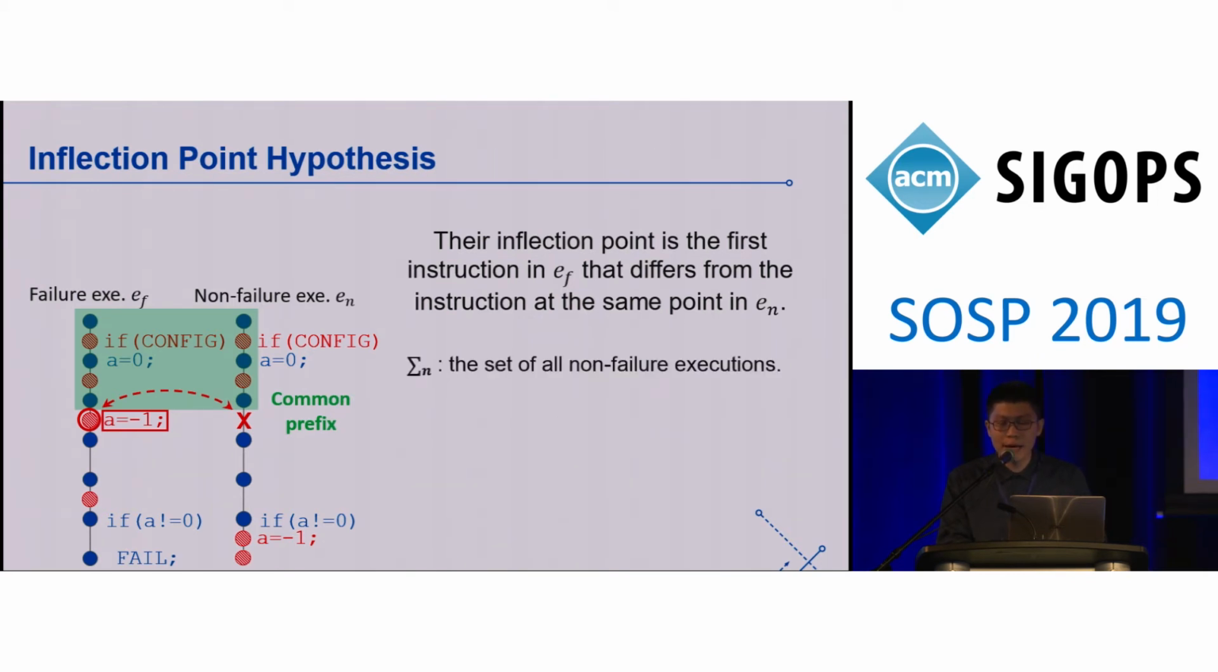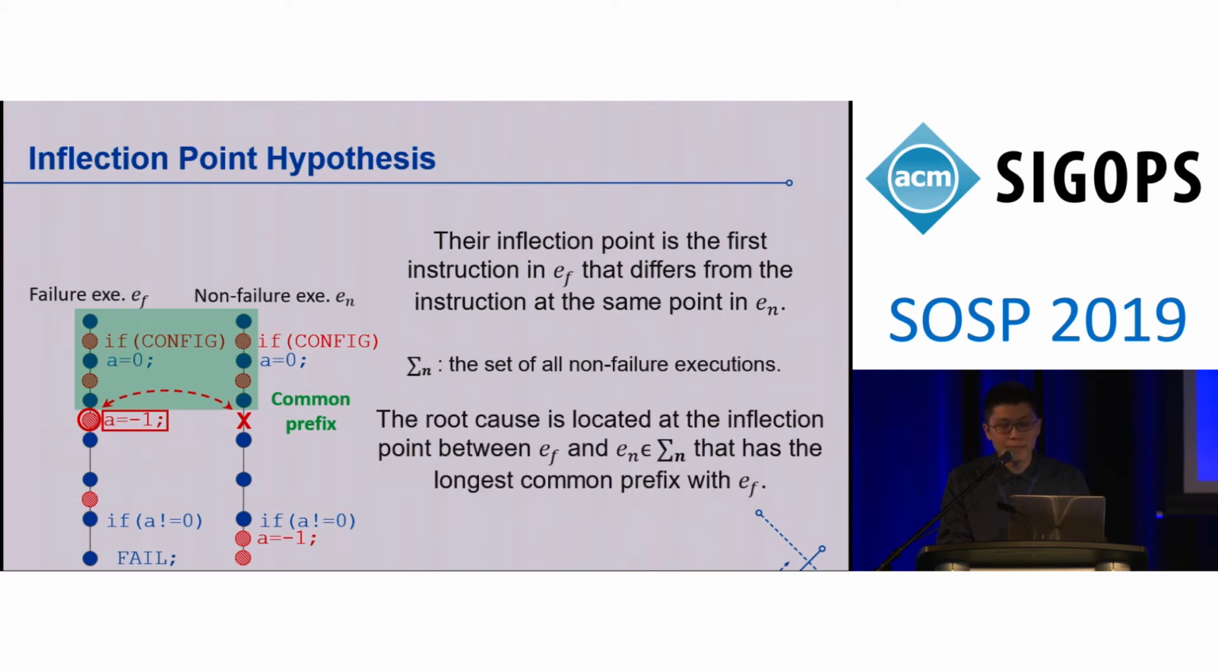Next, we define sigma n to be the set of all possible non-failure executions. This includes all non-failure executions that can be generated by different input, as well as all possible timing orders of instruction sequences produced by the same input.